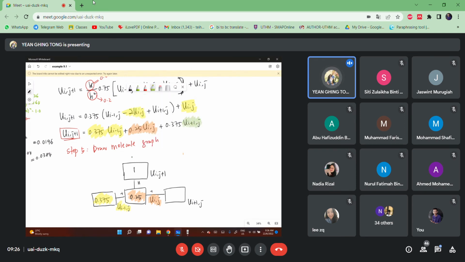ui plus 1j, ui plus 1j ini kan. So this is 0.375. So saya akan tulis kat sini 0.375. Kelas boleh faham tak? Okay?